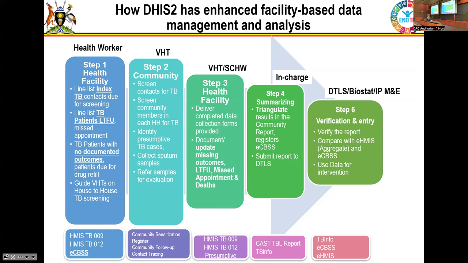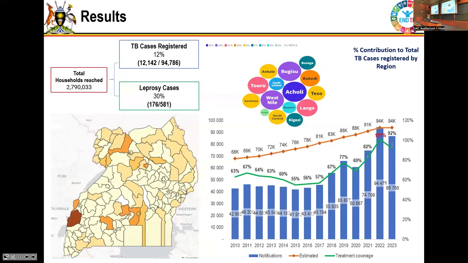They compare what is in the aggregate DHIS2, which we call EHMIS, versus the tracker-based, which is the electronic case-based surveillance, and what has come from the community. And then they can do the intervention. Now they can know where the hotspots are, where they can continue to get more TB within the district itself. And this is what we got.